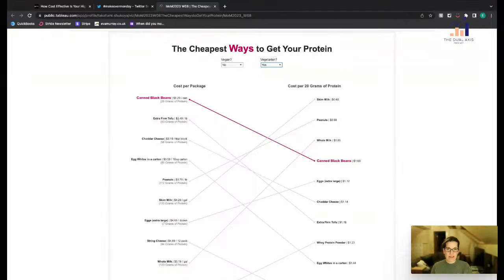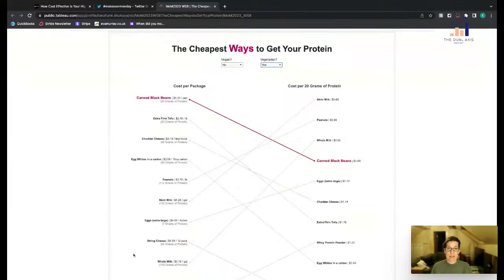I don't understand the coloring, because I think if you want to highlight something with color, then maybe it should be whatever answers your question. So if we think of this title as a question, what's the cheapest way? Then the color should point to that. Otherwise, the color isn't really adding much value.